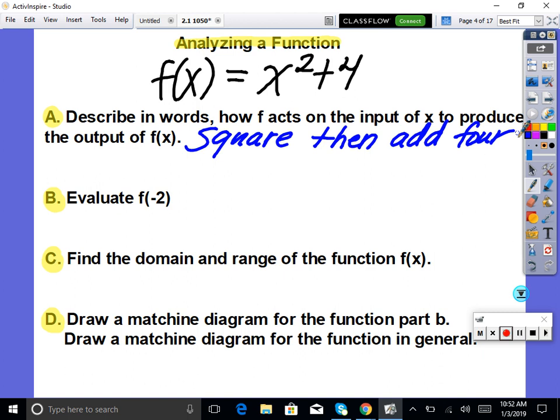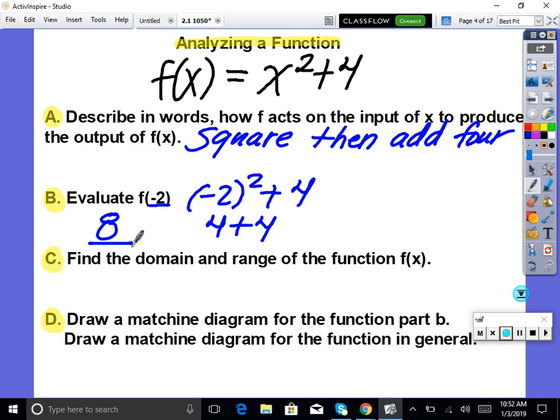All right, well, now it says evaluate f of negative 2. So we're taking negative 2, we're squaring it, and then adding 4. So we would do negative 2 squared and then add 4. So isn't that 4 plus 4, which is 8. So our input was negative 2, our output was 8. Okay, awesome.